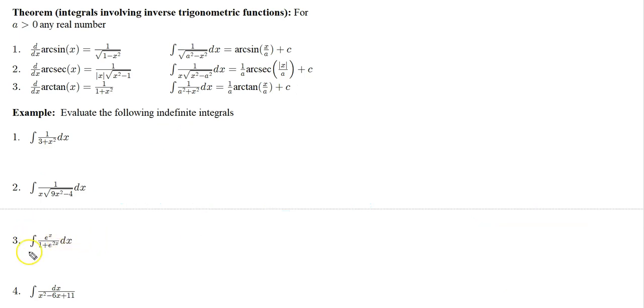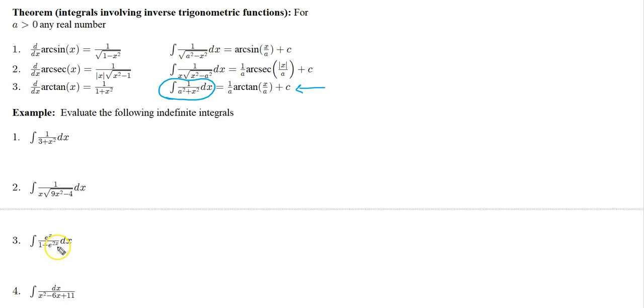So here we want to find the indefinite integral of e to the x divided by 1 plus e to the 2x power. Now we want to match this up with one of these formulas up here. Well, I don't see any square roots in here, so it's probably going to be a best match for the arc tangent. So let's see if we can make this look like this side right here. So to do that, we're going to do a substitution.